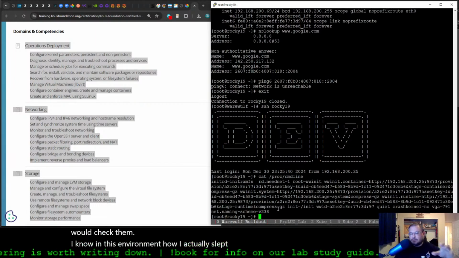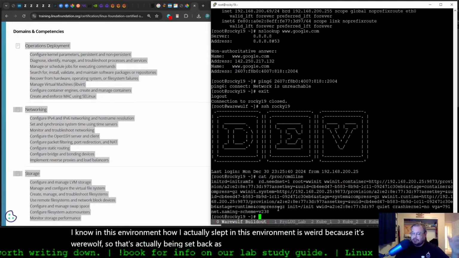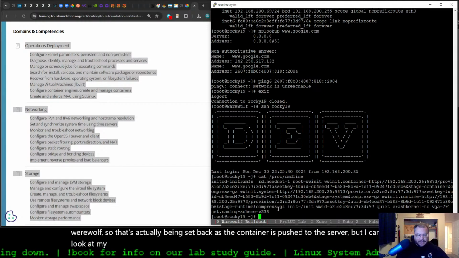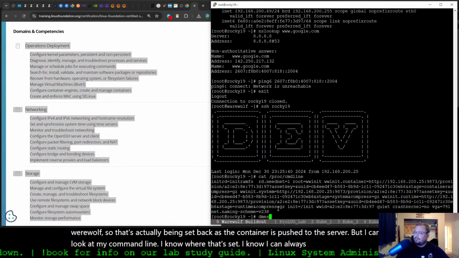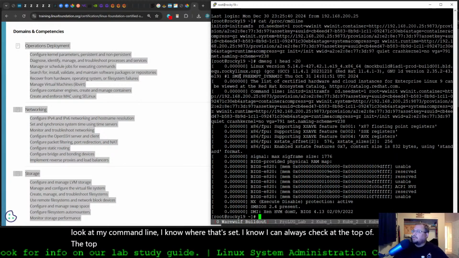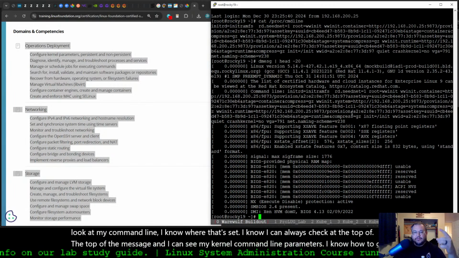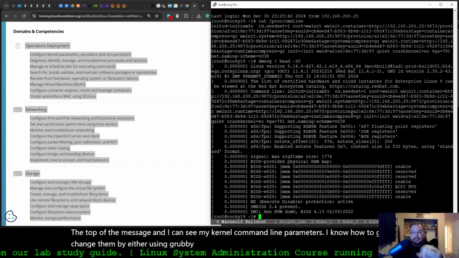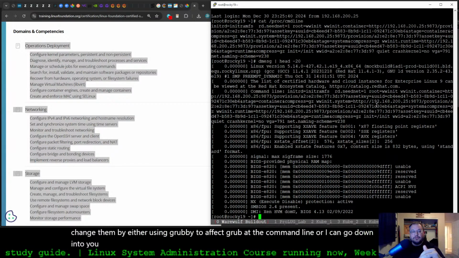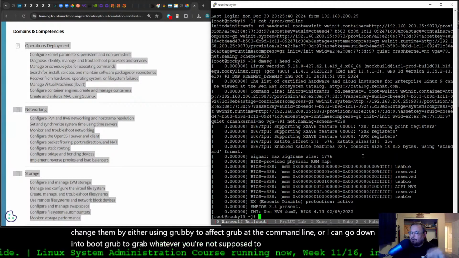This environment's weird because it's Werewolf, so that's actually being set back as the container is pushed to the server. But I can look at my command line. I know where that's set. I know I can always check at the top of dmesg, and I can see my kernel command line parameters. I know how to go change them by either using grubby to affect grub at the command line, or I can go down into boot grub to grub, whatever. You're not supposed to manually modify those anymore, but you could.